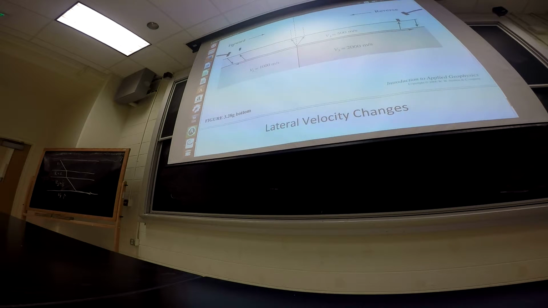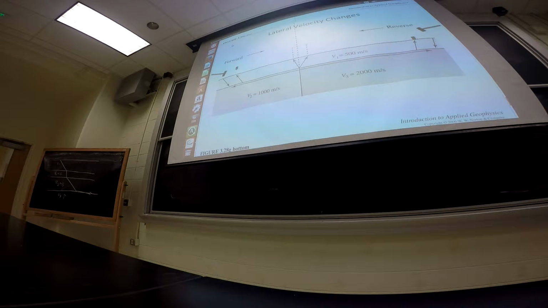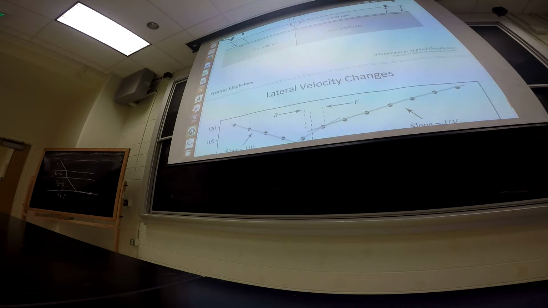Okay, I'm going to go over this part, what's called the plus-minus method of interpreting refraction seismic, next time. But what I'd like to do now is go into the next section, the surface wave section.